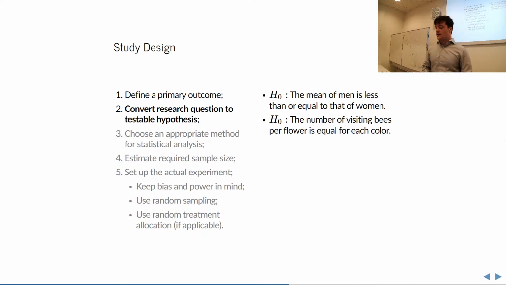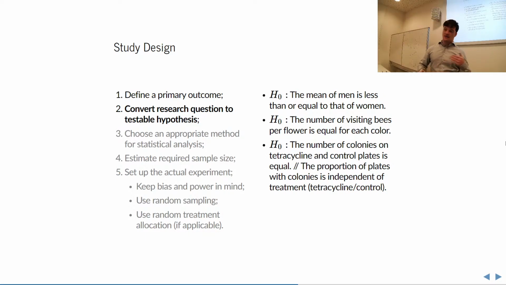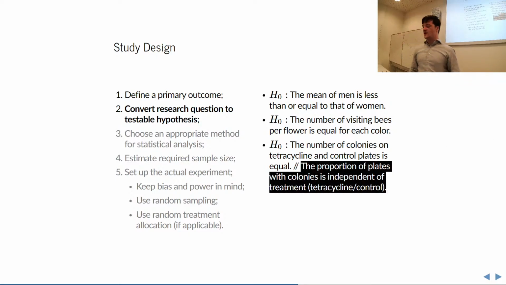Second one, you could say that the number of visiting bees per flower is equal for each of the colors that you consider. And if it's not equal, then we'll reject this null hypothesis. Last one, again, depends on the strength of the antibiotic. In the first example, if it's really strong, then you would just say, okay, the proportion of plates with colonies is independent of treatment. So you can make it like a contingency table, right? You have treated, not treated, and you have with colonies, without colonies. You count both, perform a chi-square test, and you're done.